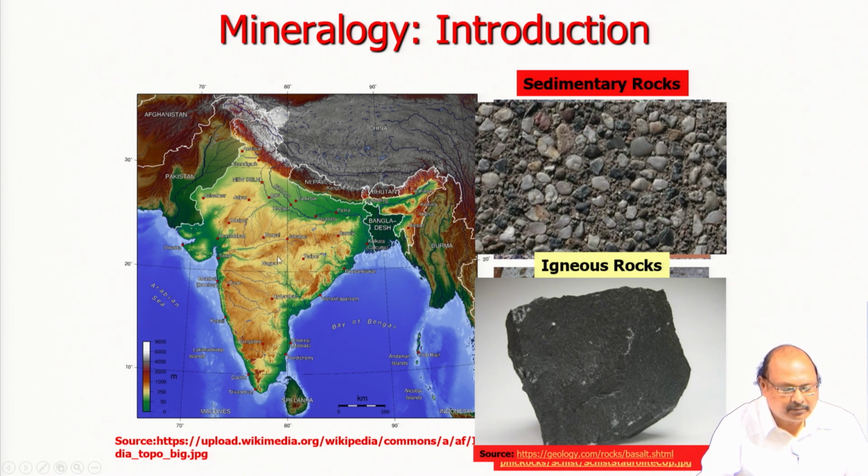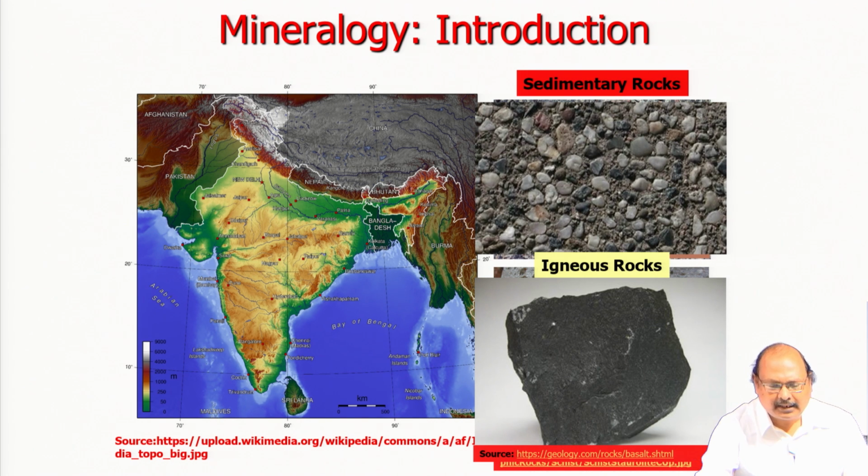And if you are in Nagpur or in the western part of Maharashtra, you know that there is a dark colored rock we call basalt, a very fine grained rock composed of clinopyroxene and plagioclase. So, this is an igneous rock.